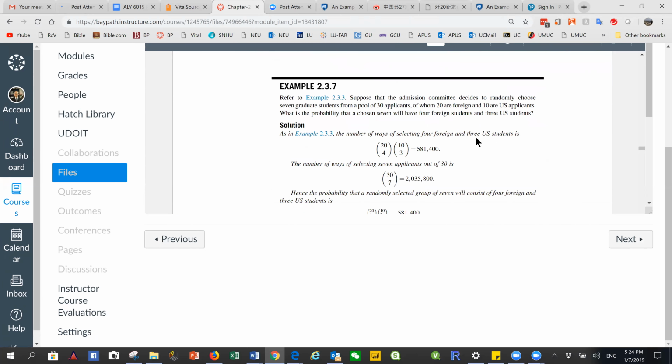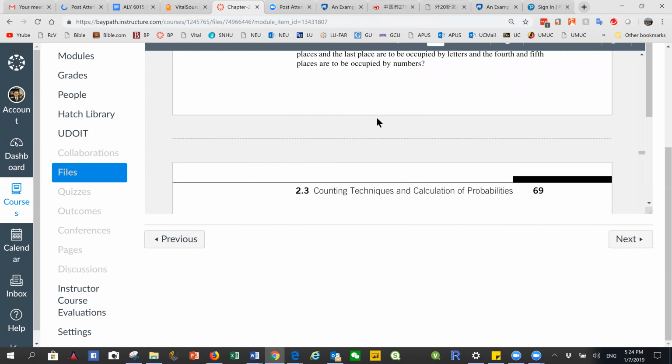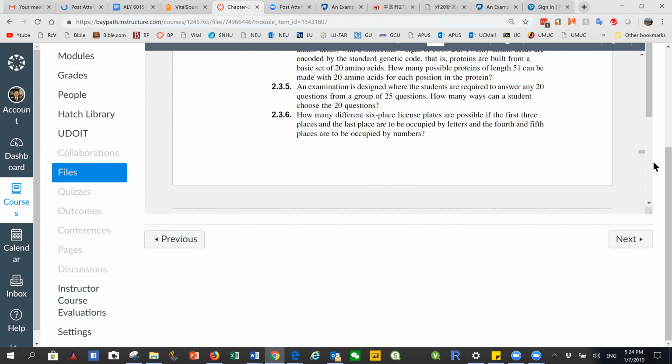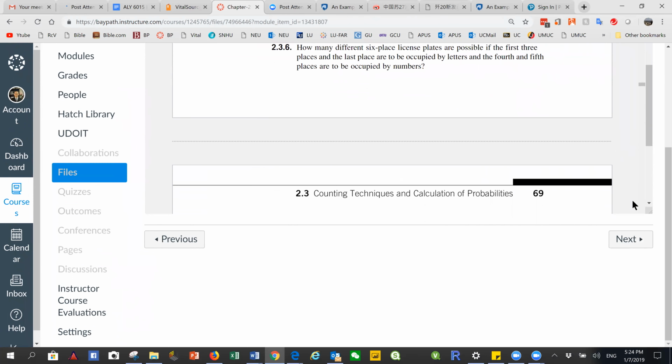Okay, so if you look at this question, 2.3.6 is right here. It says how many different 6-place license plates are possible if the first 3 places and the last place are to be occupied by letters, and the 4th and the 5th places are to be occupied by numbers.